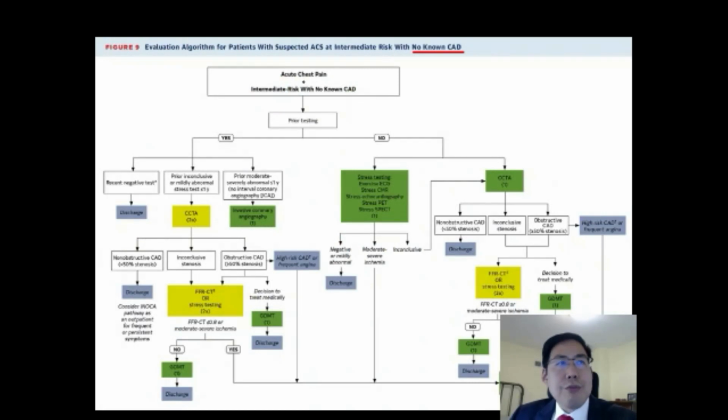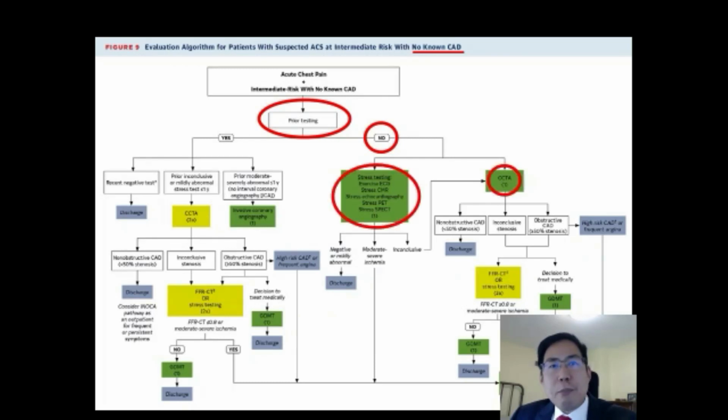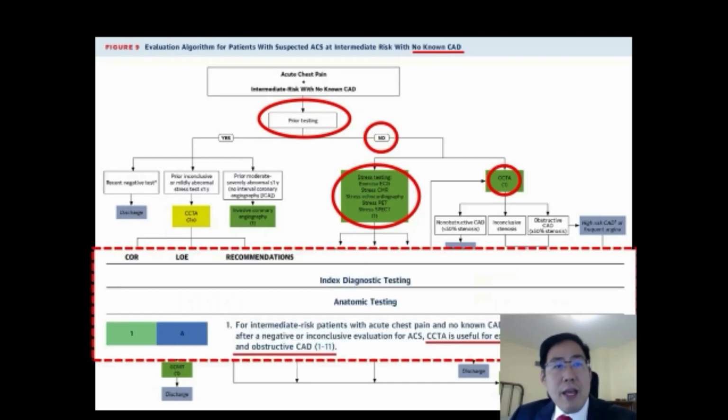I'm going to walk you through the evaluation for a suspected ACS of someone at intermediate risk with no known coronary disease. So the first question is whether or not they had prior testing. If they have not had prior testing, then you come to a decision point where you have two options. You can either have stress testing or you can perform a cardiac CT. And cardiac CT is, again, the class 1 indication with the highest level of evidence, A, where it can be used to exclude significant coronary artery disease.